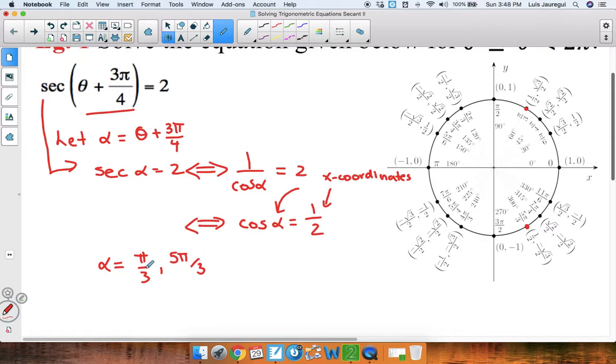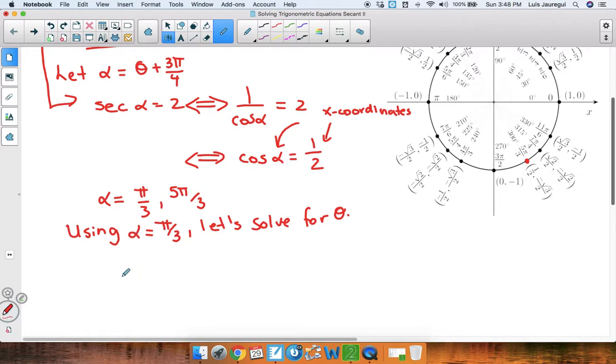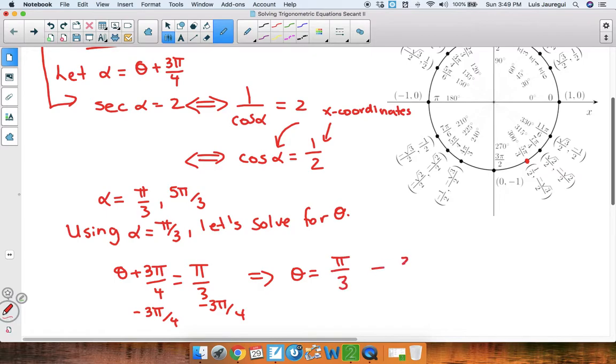Now, using both of those values, we're going to solve for theta. So let's take a look at the first value. Using alpha is equal to pi over 3, let's solve for theta. How are we going to do that? Well, we're going to substitute in the expression for alpha. Alpha is simply theta plus 3 pi over 4, and the right-hand side remains the same, so we have pi over 3. Now, to solve for theta, let's go ahead and subtract the 3 pi over 4 from both sides. That leaves you with theta is equal to pi over 3 minus 3 pi over 4.